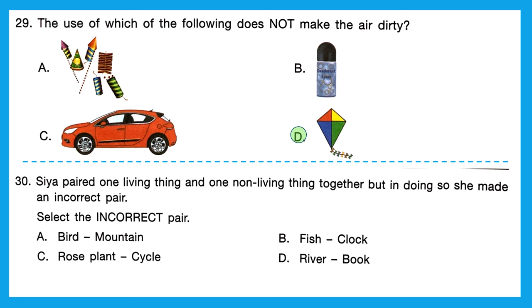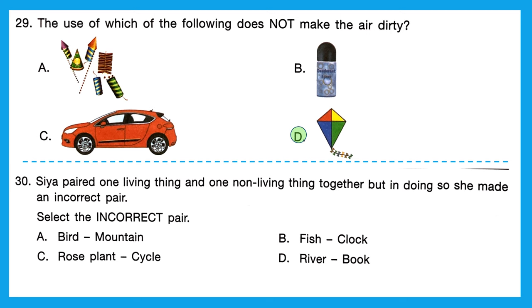A. Bird, mountain. Bird is a living thing and mountain is a non-living thing. It is the right pair. B. Fish and clock. Fish is a living thing and clock is a non-living thing. This is also a correct pair. C. Rose plant, cycle. Rose plant is a living thing and cycle is a non-living thing. This is also a correct pair.